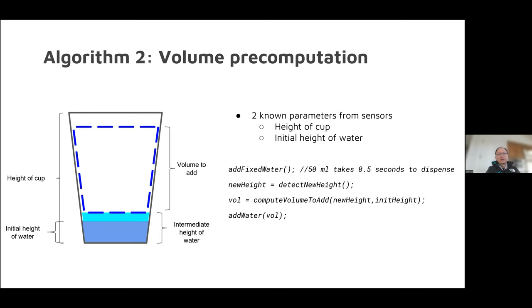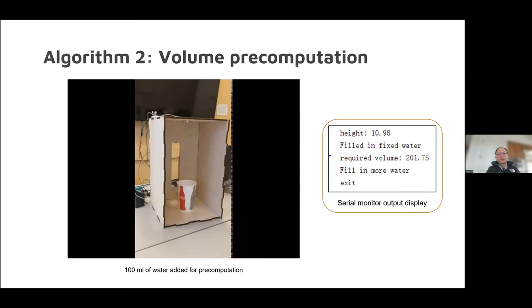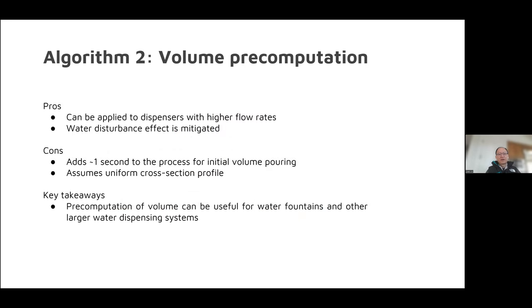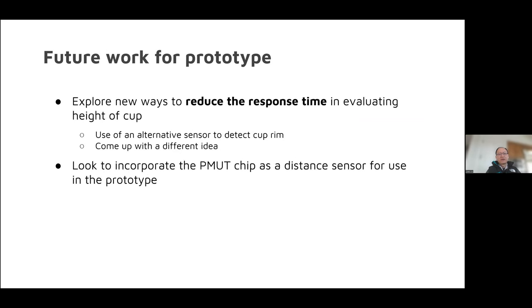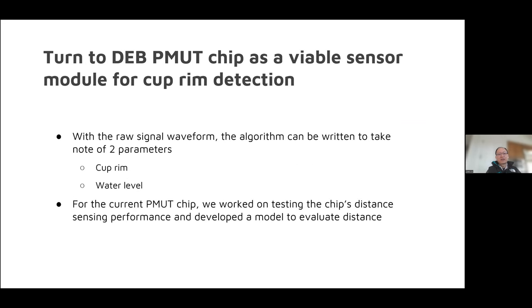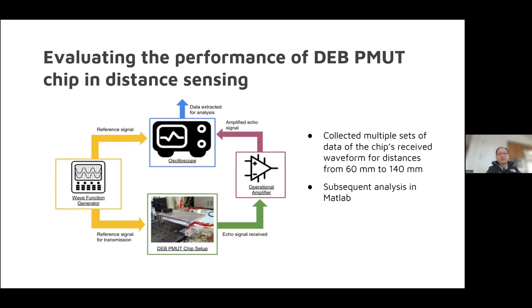And they also do the volume pre-computation, with some very simple mathematics, and this was experienced during their prototype work. So this is different selection, pros and cons, and different things. And pretty much that's a simple project. At the end of the project, they also tried to use the chip we made by the research team to do the same thing. And you can see this evaluation, the performance of this particular ultrasonic transducer in this particular fashion.